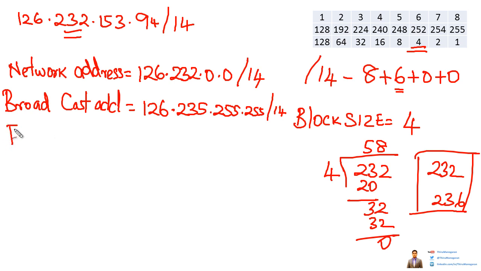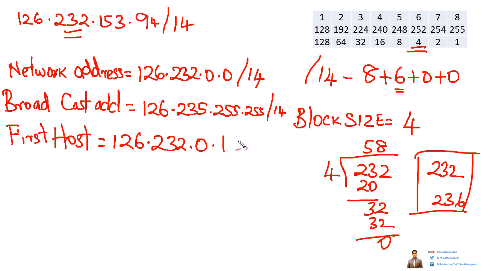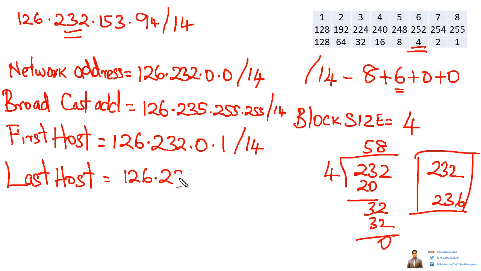What is the first host here? The first host would be 126.232.0.1 with a 14-bit mask, and the last host would be 126, the one before the broadcast address, 235.255.254 with a 14-bit mask.